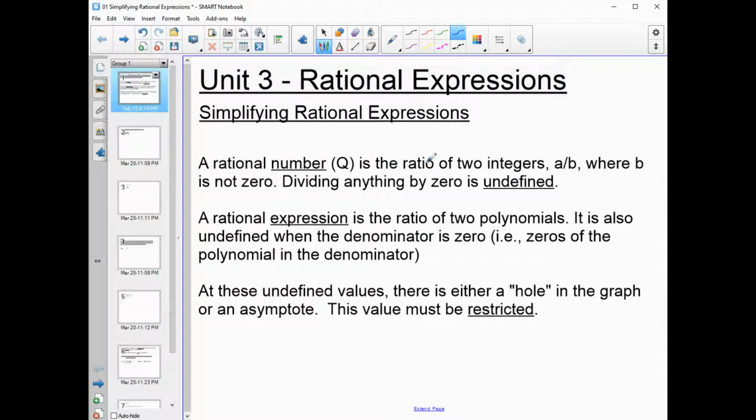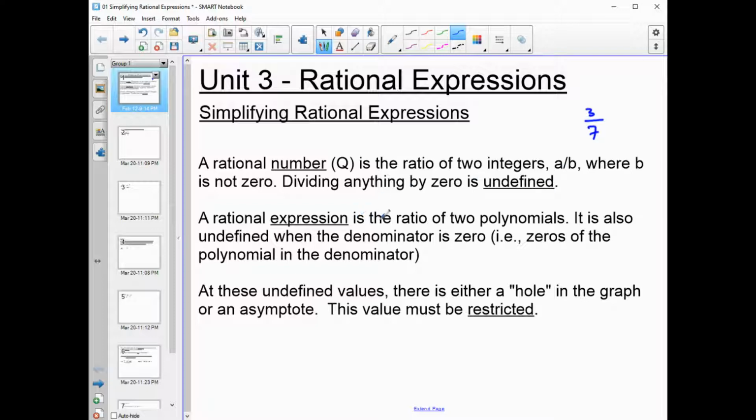So the definition of a rational number is the ratio of two integers where the denominator is not zero. For example, 3/7 is a rational number. The denominator is not zero. If you have a situation where the denominator is zero, you have an undefined rational number. And we've been taught to avoid that. That's usually something we're not allowed to do.